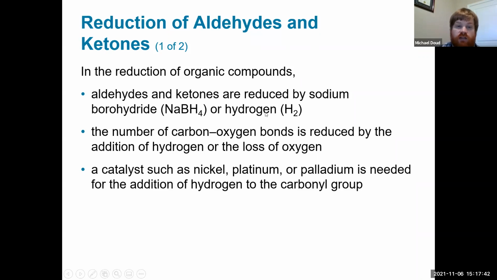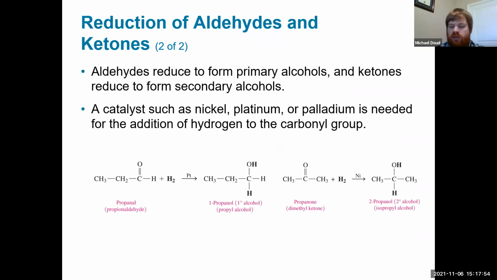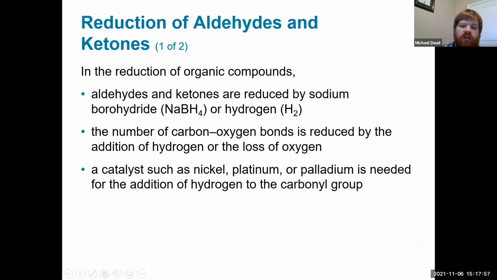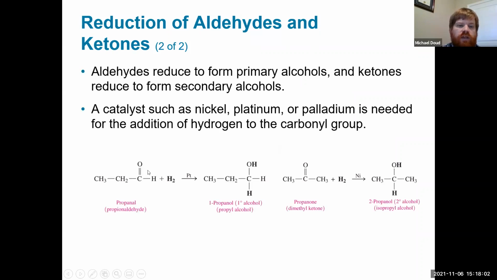Or if you just treat it with hydrogen gas, for example, the carbon-oxygen double bond is going to be broken, and you'll turn that carbonyl into an alcohol. Oh yeah, you need a catalyst like nickel, platinum, or palladium to add a hydrogen to the carbonyl group. So here, if we take propanal plus H2 over a platinum catalyst, our aldehyde is going to be reduced from 2 bonds to an oxygen to 1 bond to an oxygen, and the other bonds are going to be filled up with hydrogen. So this carbon gets a hydrogen and the oxygen gets a hydrogen as well.